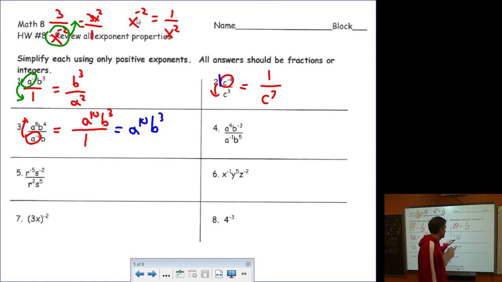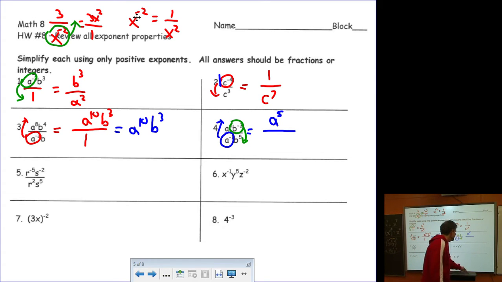Number 4. In number 4, these a's on the bottom need to move to the top. Now there were already 4 a's on top, plus 1 more moving there gives you 5 a's on top. I'm done with the a's. Let's look at the b's. The b's have a negative 3 on top, which means they need to move to the bottom. And they're joining the 5 b's that are already down there. That gives you a total of 8 b's on the bottom. And there's nothing else to simplify.